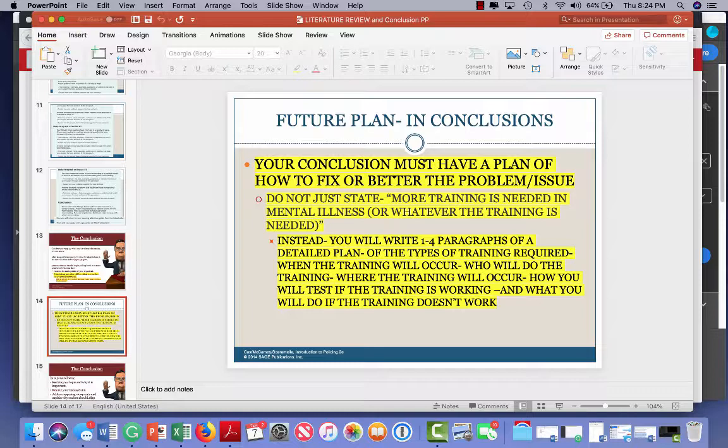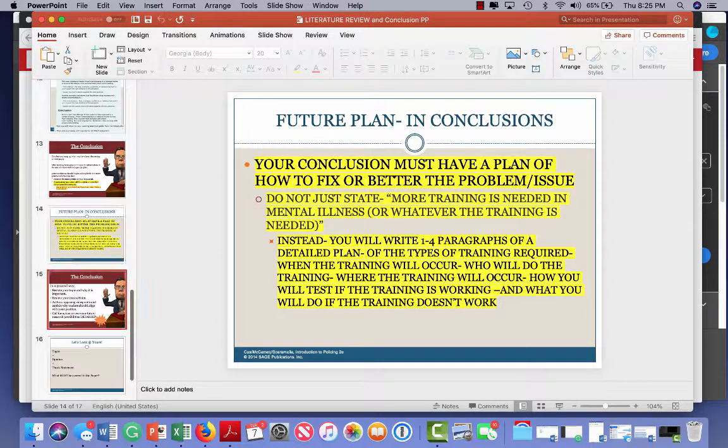Instead, you're going to write about 1 to 4 paragraphs, or about a page, of a detailed plan. If training is what you think needs to be done to fix the problem or better understand it, then you need to talk about when that training will occur. Is it once a month? Is it quarterly? Is it only once a year? Is it 8 hours a day once a year, or 2 hours a day every week? Who will do the training? Where will the training occur? How will you test if the training is working? And what will you do if the training doesn't work? So this is really huge to have in your conclusion.